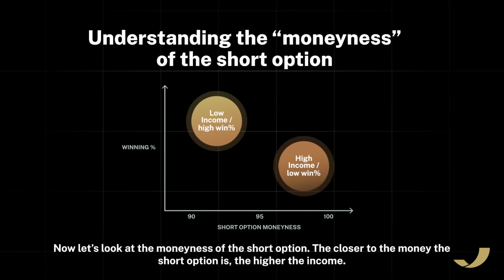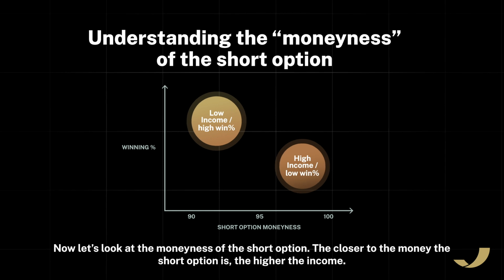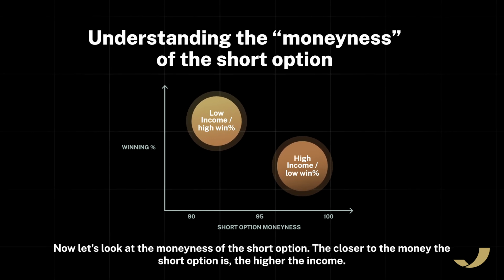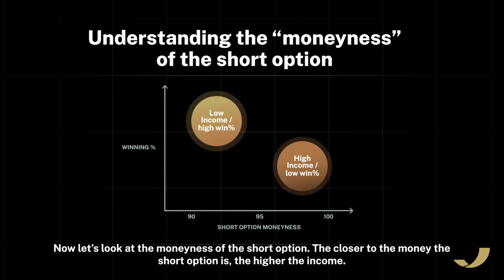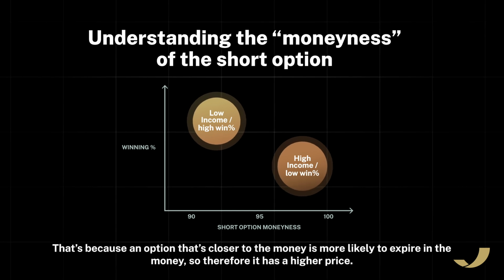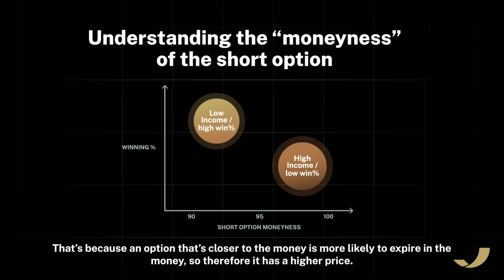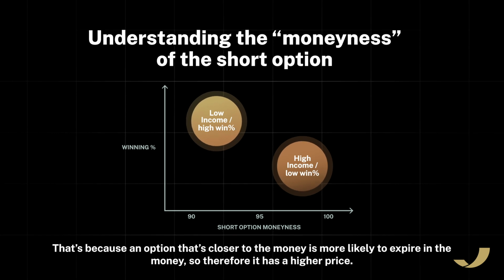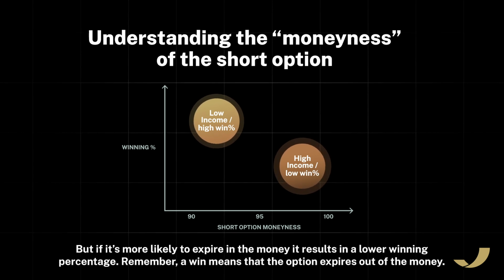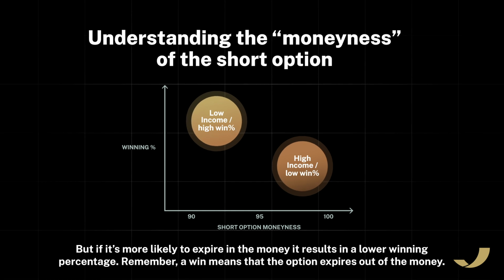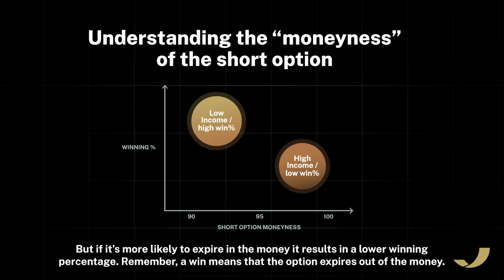Now let's look at the moneyness of the short option. The closer to the money the short option is, the higher the income. That's because an option that's closer to the money is more likely to expire in the money, so therefore it has a higher price. But if it's more likely to expire in the money, it results in a lower winning percentage.